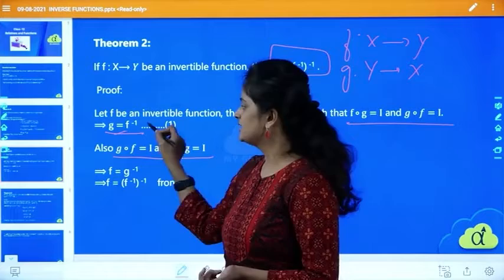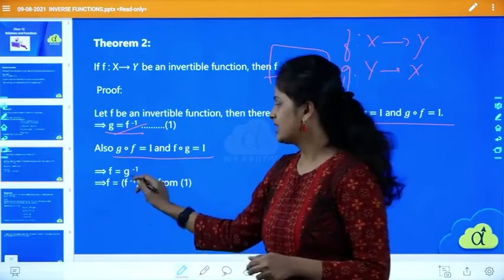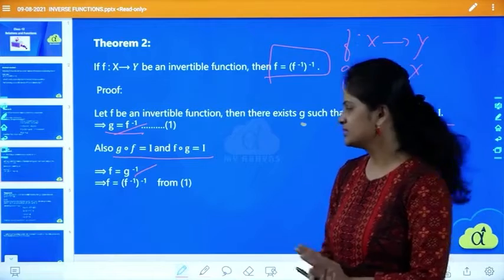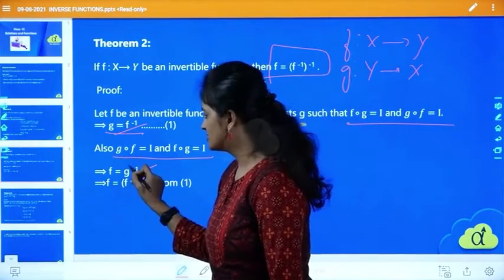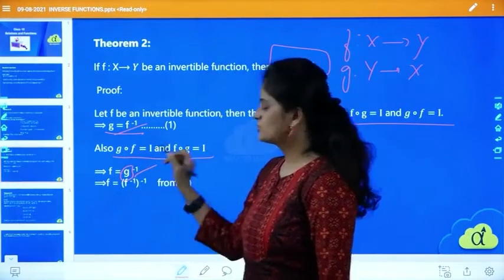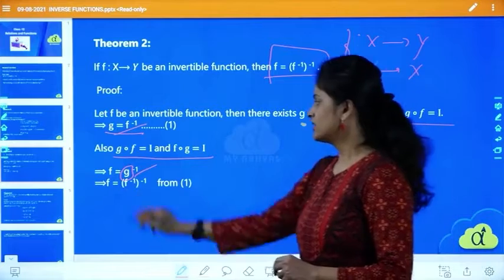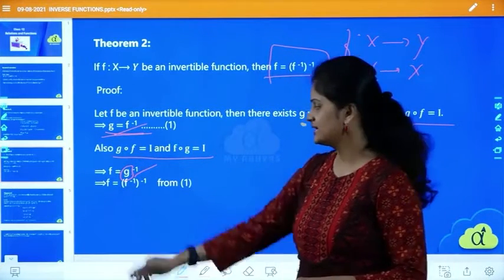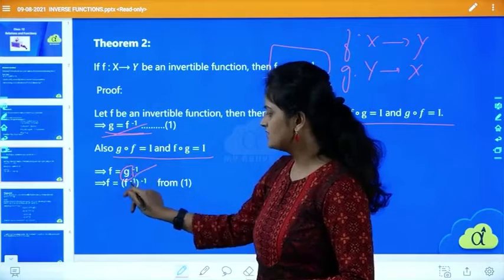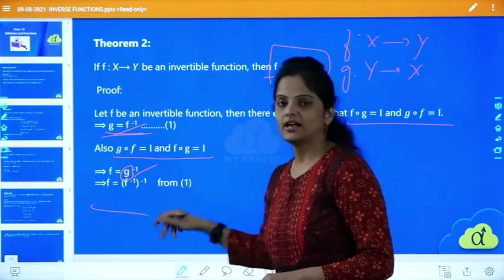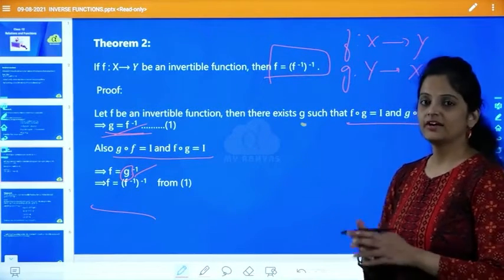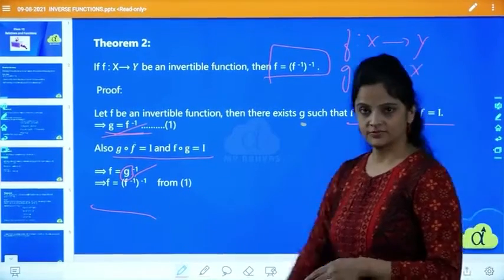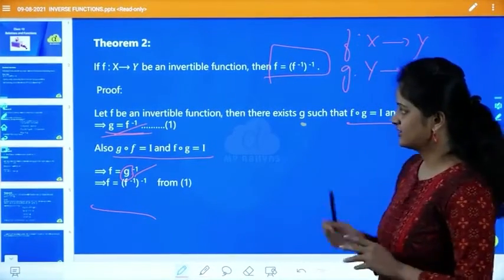So here I am telling G is the inverse of F. Here I am telling F is the inverse of G. Combining both, I can write F is equal to, instead of G, substitute F inverse. Already I have got that; I have to substitute it from equation 1. So in the place of G, if I substitute F inverse, then I have the result. F is equal to F inverse whole inverse will come when you take that. Got it? This is the second theorem.